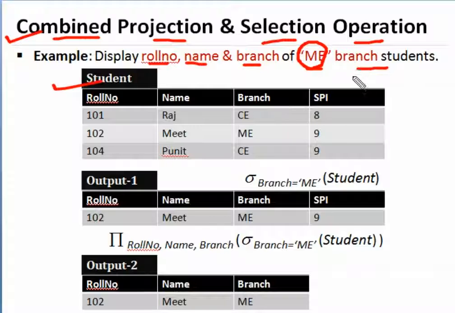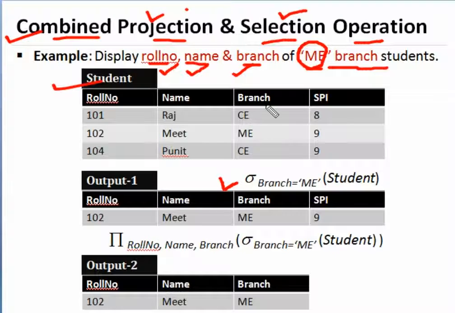Okay, so to filter this branch we need a selection operation, and to get the attributes roll number, name and branch we have to apply a projection operation. So here we have to apply the combination of selection as well as projection. First of all, we will start with the selection operation.